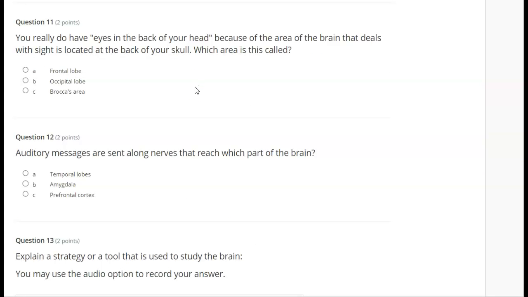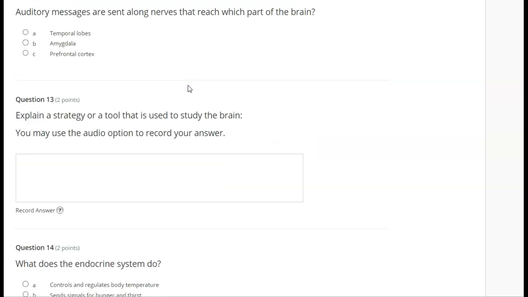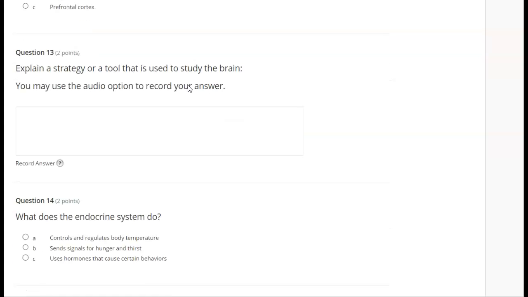You really do have eyes in the back of your head because the area of the brain that deals with sight is located at the back of your skull. Which area is this called? A, frontal lobe, B, occipital lobe, C, Broca's area. Auditory messages are sent along nerves that reach which part of the brain? A, temporal lobes, B, amygdala, C, prefrontal cortex.